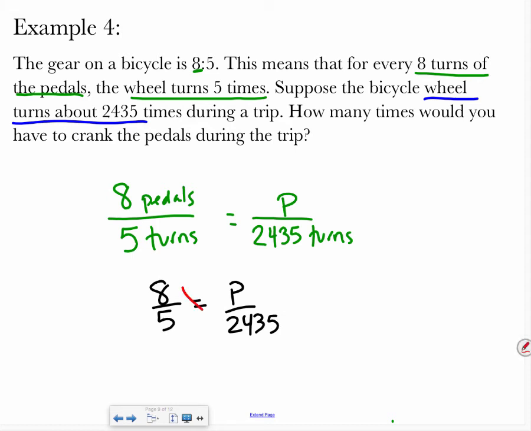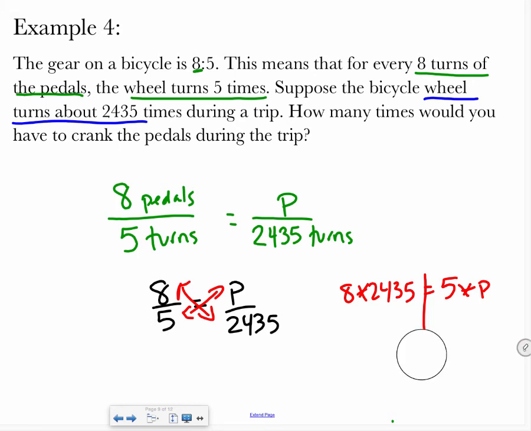Again, we're going to do our cross products to solve. So we have 8 times 2,435 equals 5 times P. So 8 times 2,435 is 19,480 equals 5P.